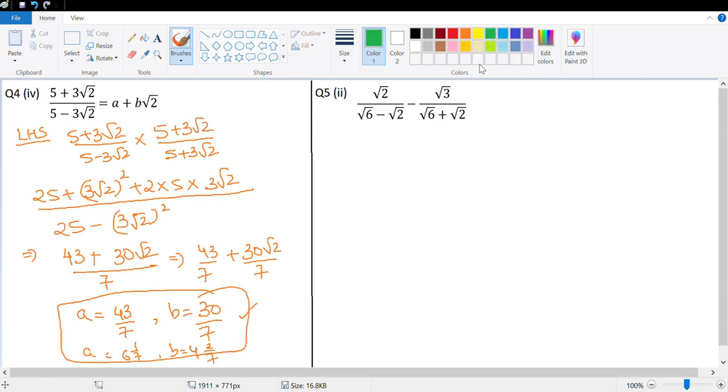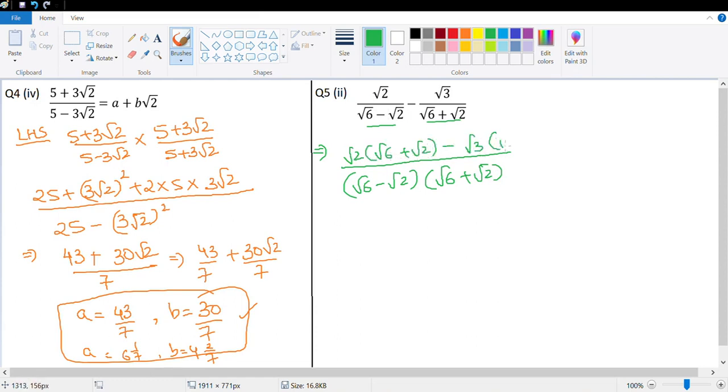Let's look at question number 5 part 2. It says simplify. I notice that the denominators are rationalizing factors of each other, which means I don't need to rationalize each term separately. If I add them taking the LCM, I should be able to get the answer directly. So before I write the numerator, let's find the LCM. LCM will be root 6 minus root 2 multiplied with root 6 plus root 2, which is basically x minus y into x plus y. And in the numerator, I will get root 2 multiplied with root 6 plus root 2 minus root 3 multiplied with root 6 minus root 2.